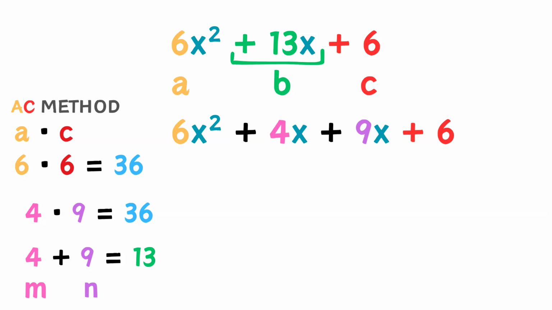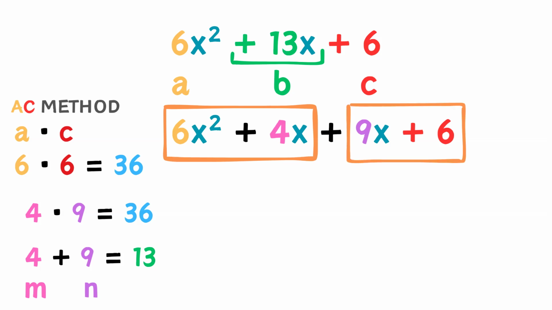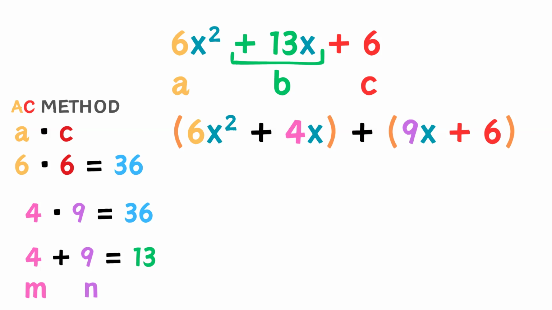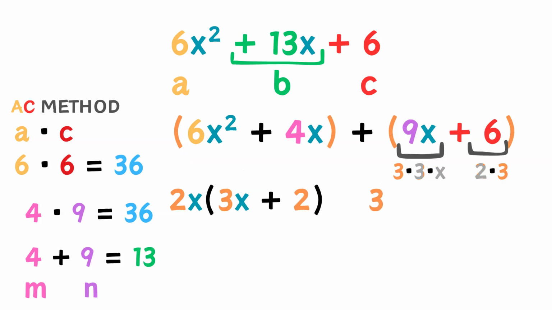Once we have this, we want to make two groups. One with the x squared term and one of the x terms, and the other with the remaining x term and the constant. After we group these, we can factor. In the first group, the greatest common factor is 2x, so let's factor that out. In the second group, the greatest common factor is 3.